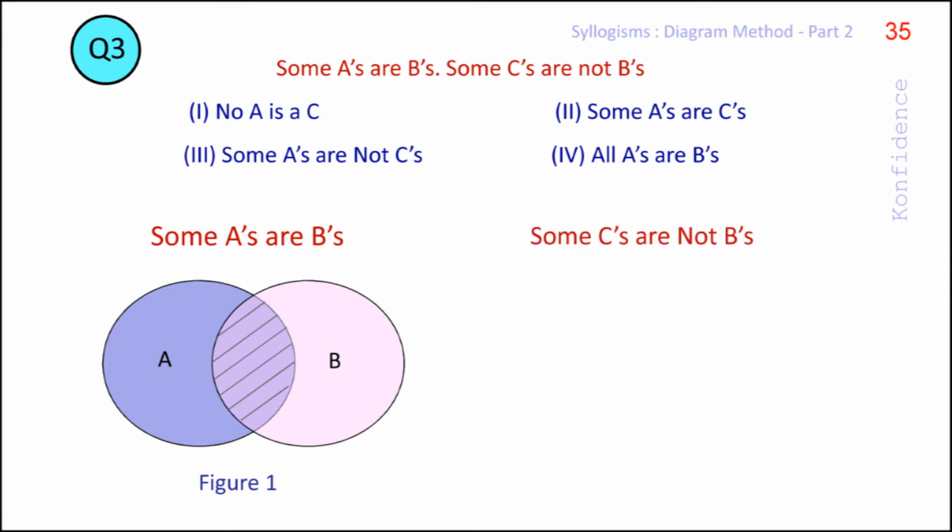Likewise, in the case of some C's are not B's, the essential thing that should happen is that at least one element of C should be outside B. With that constraint, C can overlap with B either partially or completely, or be disjoint and remain completely separated from B.